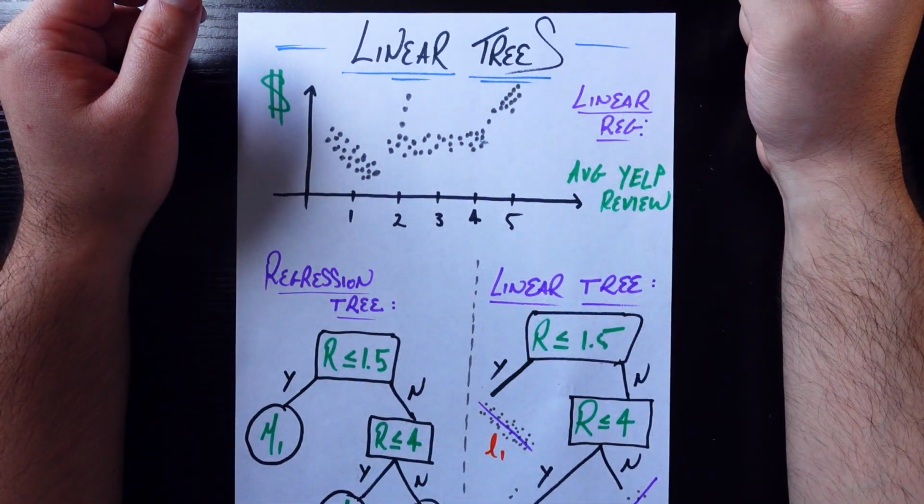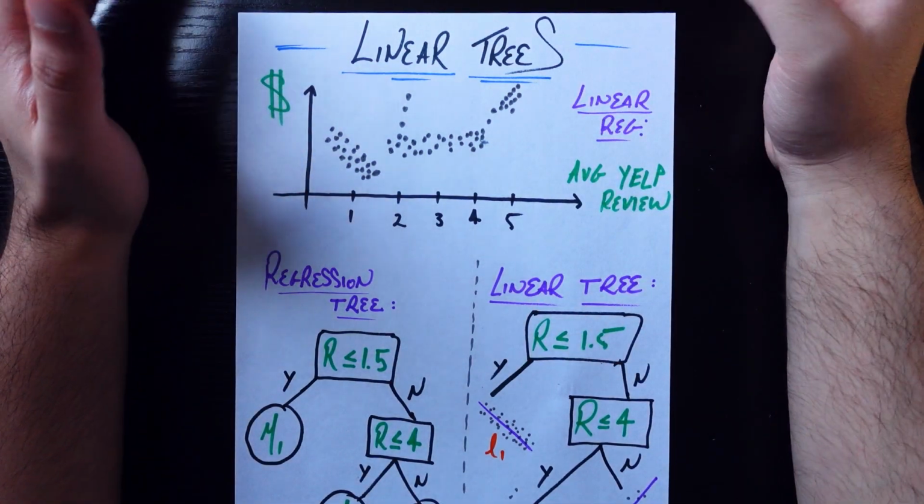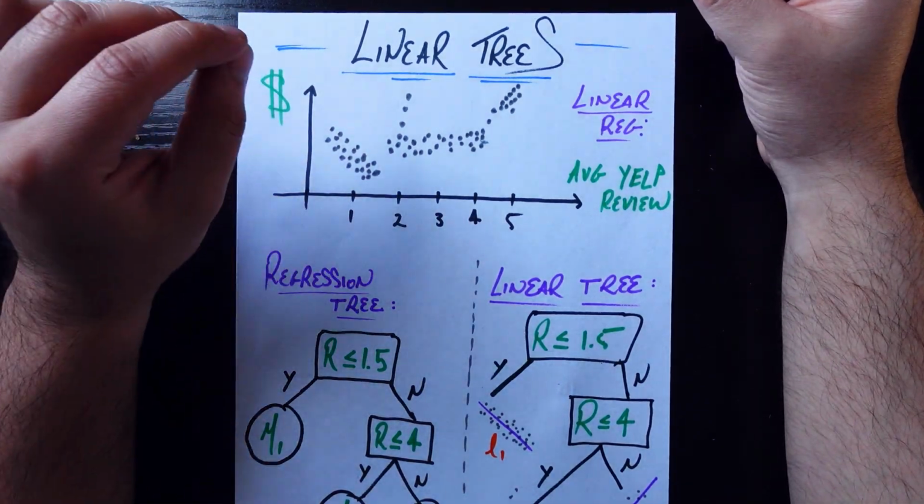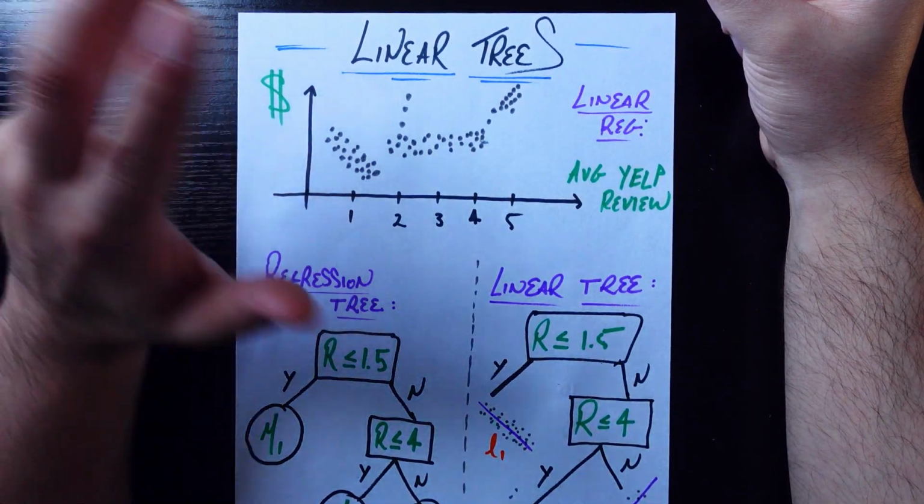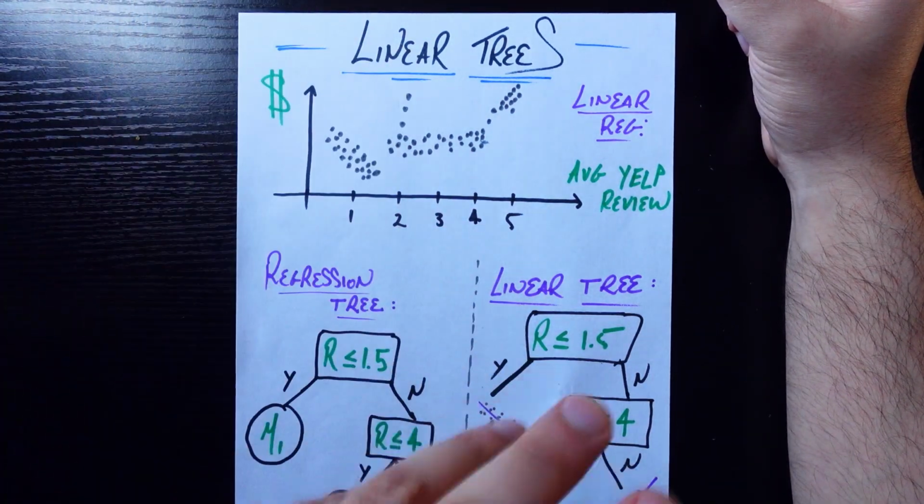Hey everyone, welcome back. Today we'll be doing another one sheet where we try to explain a really cool math concept in 3 minutes or less. Today we'll be asking the question, what if linear regression and decision trees had a baby?